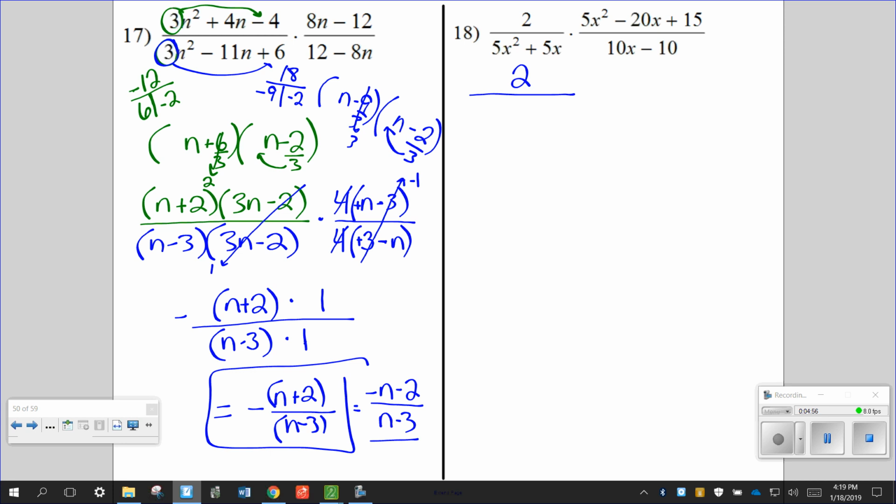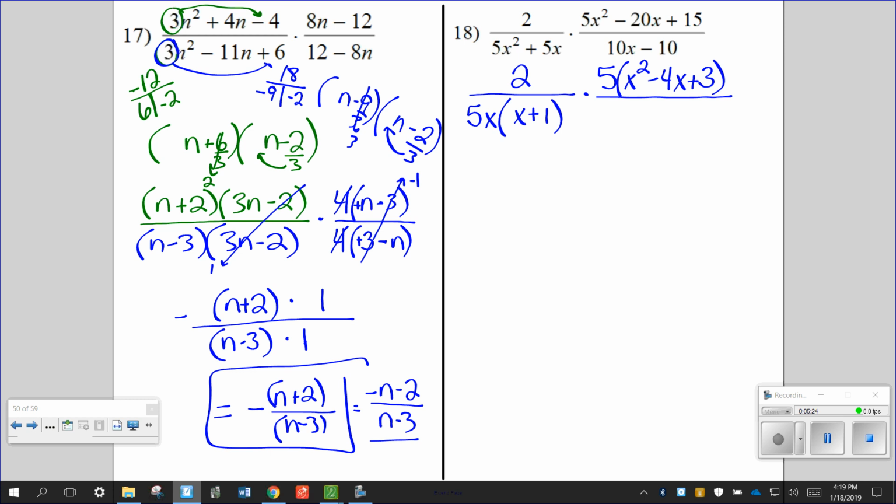Greatest common factors? Well, they both are 5, so I bet we can factor that out. And they both have an x. And that will leave us with x plus 1. Okay, in the next one we have a 5 as a greatest common factor in the numerator. They're all divisible by 5. So that'll leave us with x squared minus 4x plus 3 over 10x minus 10.